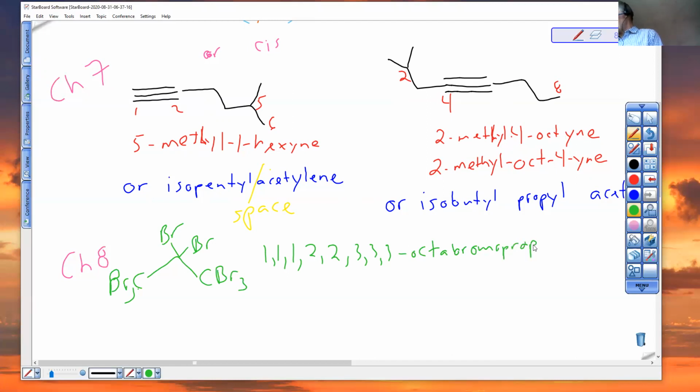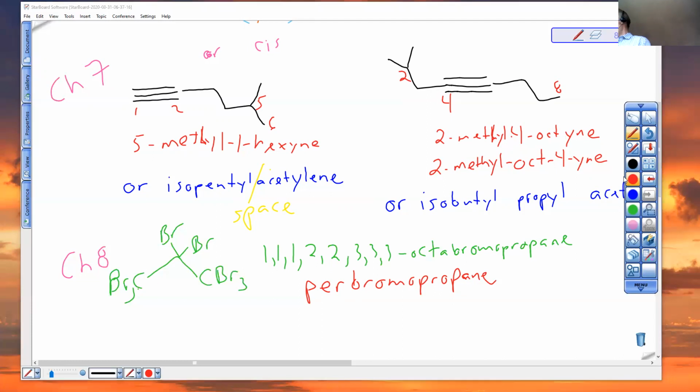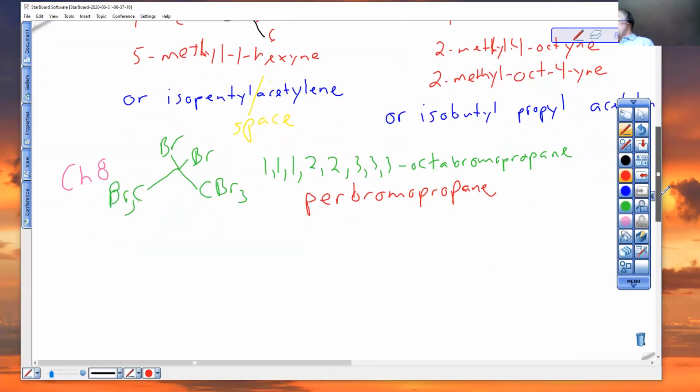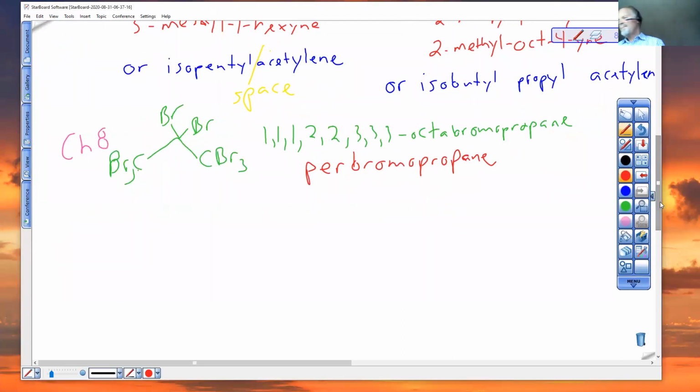Propane. Or if all of the hydrogens have been replaced with halogens, perbromopropane. There you go. I probably will not be putting that on a test. That's a 241 item only. That's nice to know.